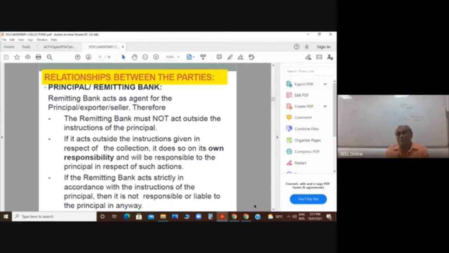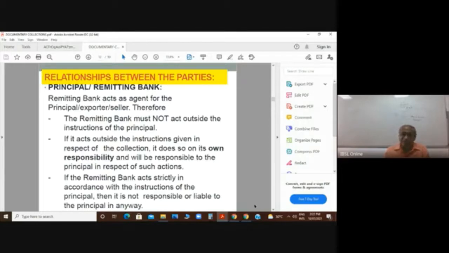Same applies here. Principal and the remitting bank. The remitting bank acts as an agent for the principal. Therefore, the remitting bank must not act outside the instructions of the principal. If it acts outside the instructions given in respect of the collection, it does so on its own responsibility, and will be responsible to the principal in respect of such actions.